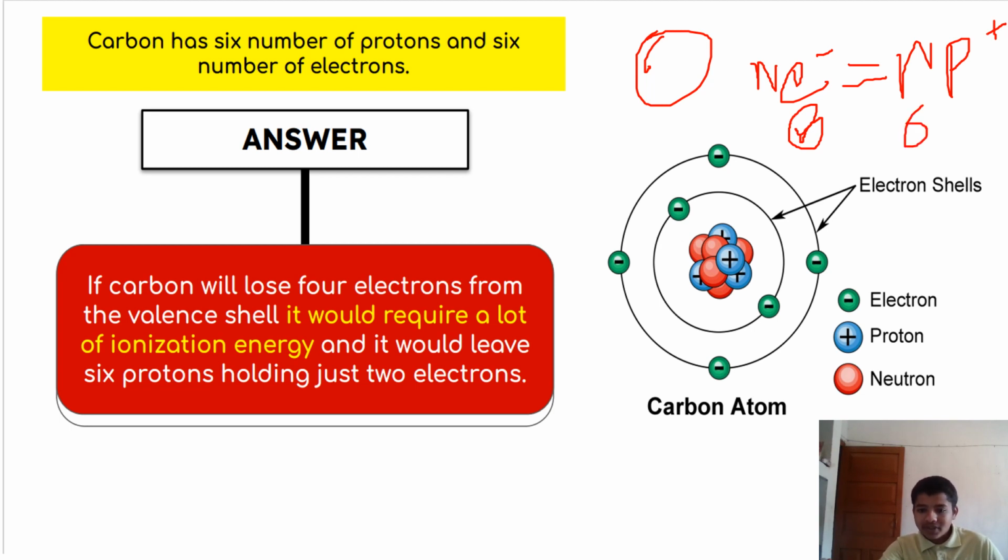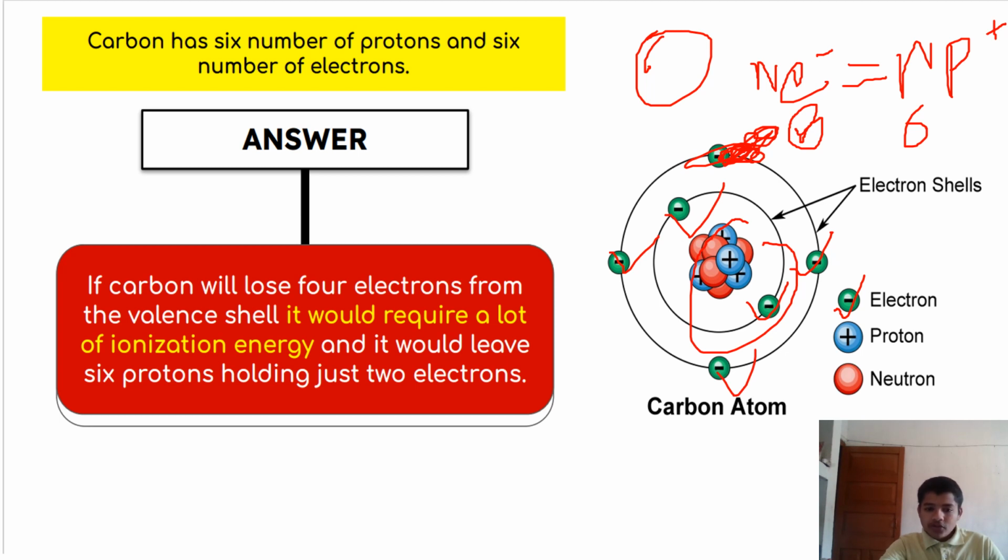Is it clear? Very good. Can you see now? Proton has 6 and electron has 6, right? 1, 2, 3, 4, 5, 6. Clear? Very good. Now let us see the answer.